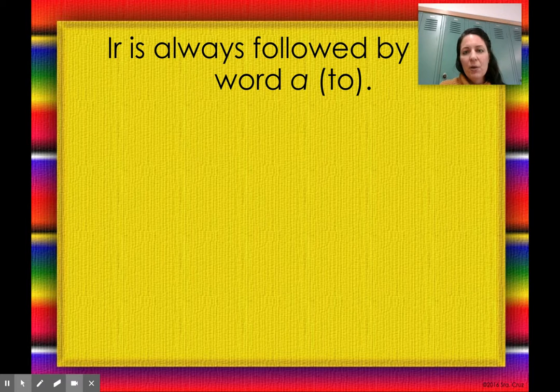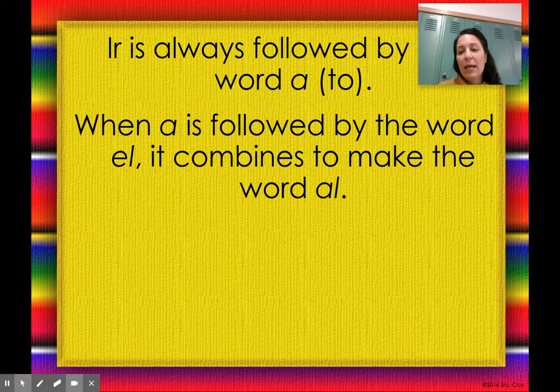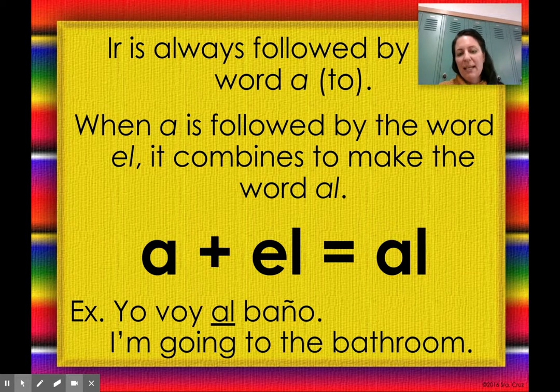And then, ir is usually followed by the word a because you're usually going somewhere. So you would say, for example, voy a mi casa, I'm going to my house, or voy al banco. But when a comes with el, when you're saying voy a el banco, you're saying I'm going to the el banco, that a plus el come together to become al because you can't have a plus el separately. So, for example, you would say, yo voy al baño, to the bathroom. A plus el becomes al.